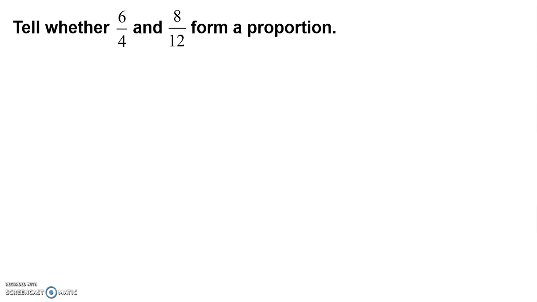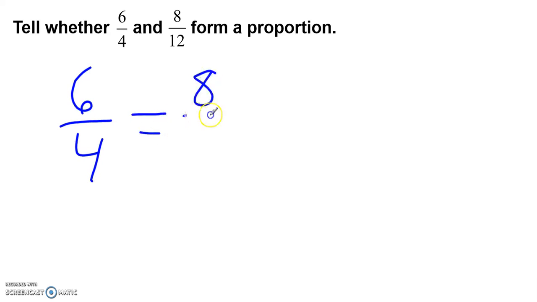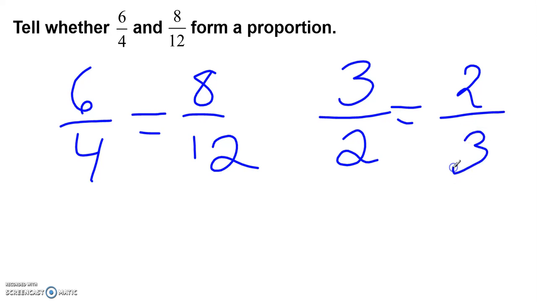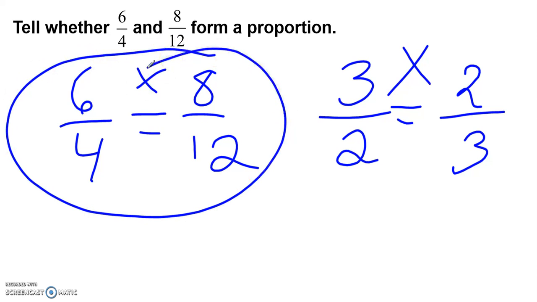So tell whether 6/4 and 8/12 are proportional. 2 goes into 6 3 times, 2 goes into 4 twice, and then 4 goes into 8 twice, and 4 goes into 12 3 times. So no, they're not proportional. So this would be like, 6/4 is not proportional to 8/12.